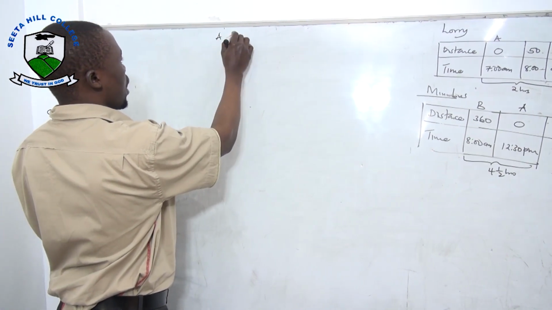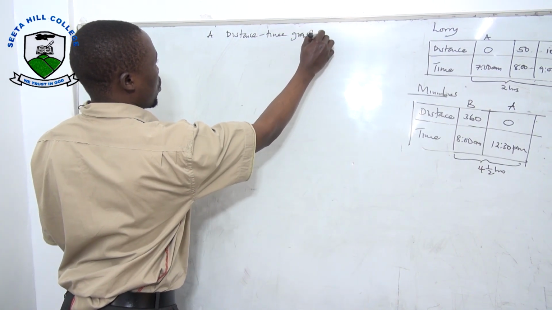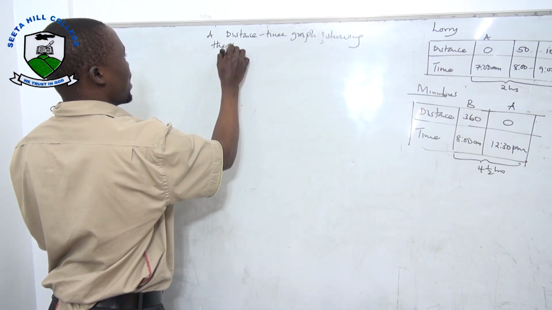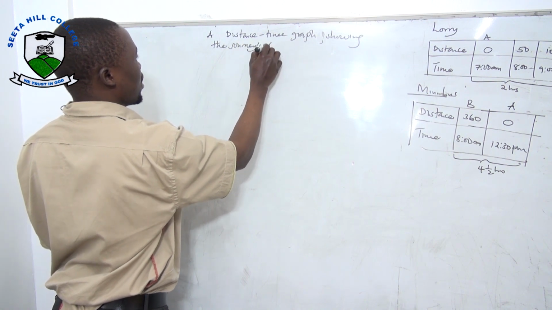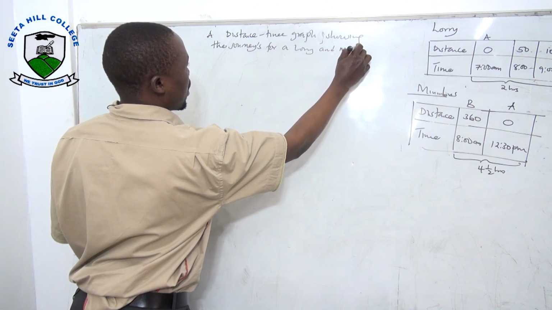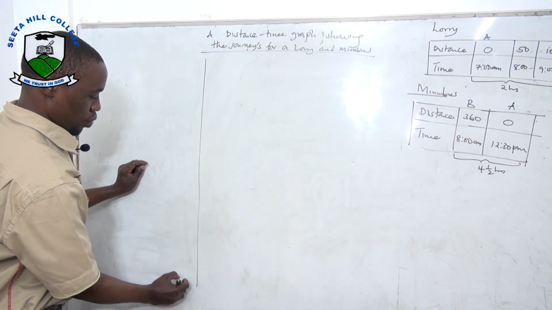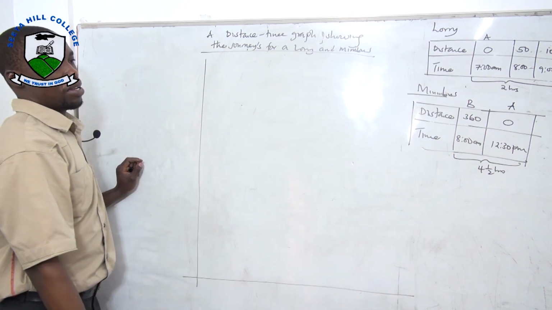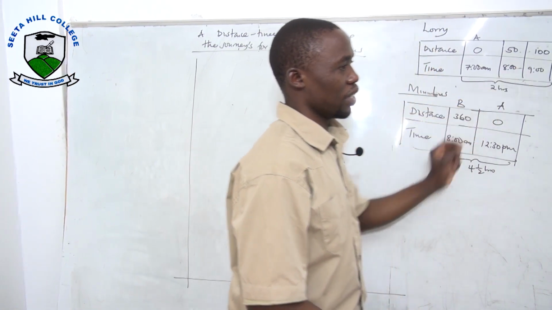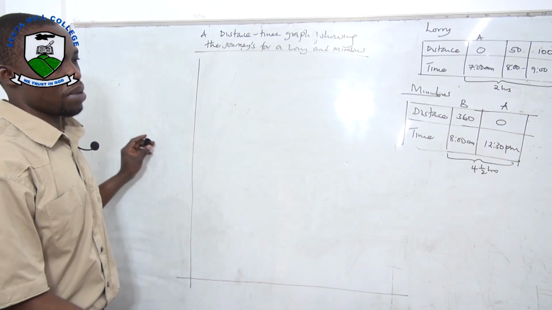A distance time graph showing the journeys for a lorry and a minibus. Okay. Now you are going to help me with the scales. Remember, vertically, the maximum distance is 360. Yes, 360 minus 0 divided by 10.